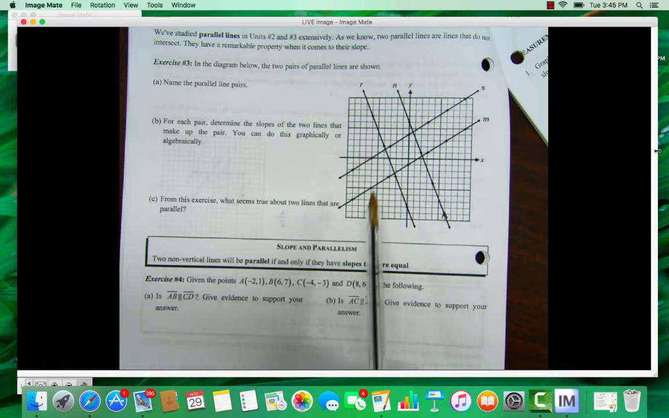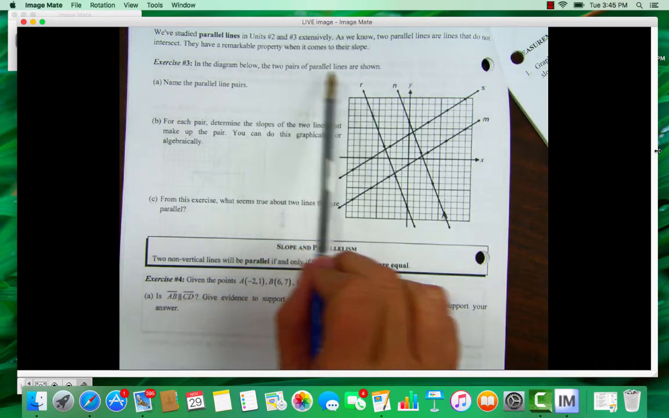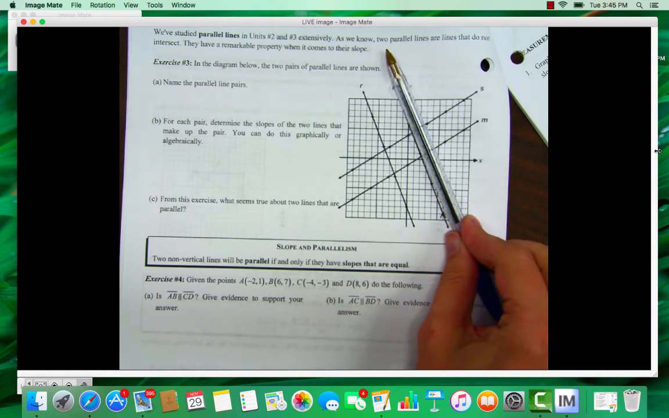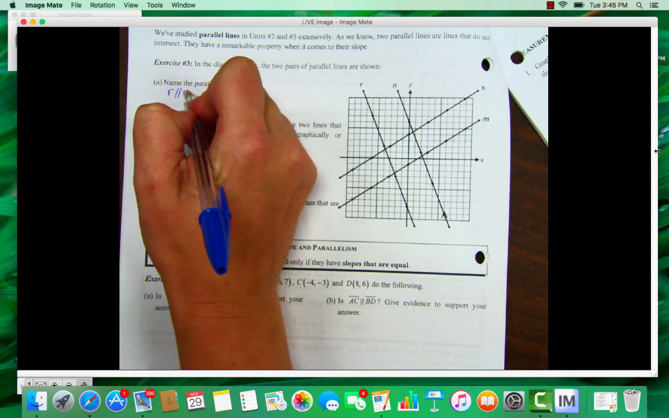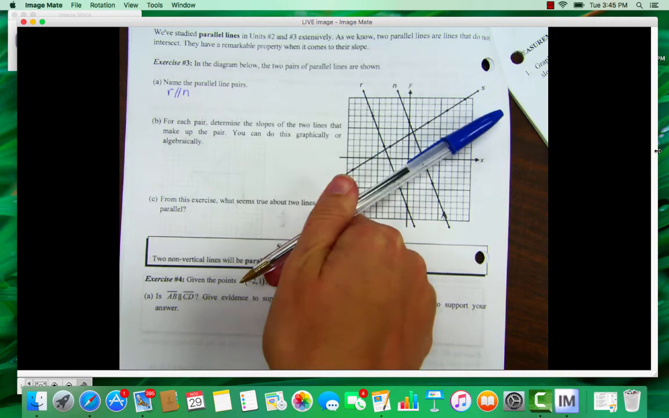So what we have in the picture here are lines, and what we want to do is name 2 pairs of parallel lines. To me, it looks like line R and line N are parallel, so I'm going to say that R is parallel to N. It says there's 2 pairs, so it also looks like line S is parallel to line M.